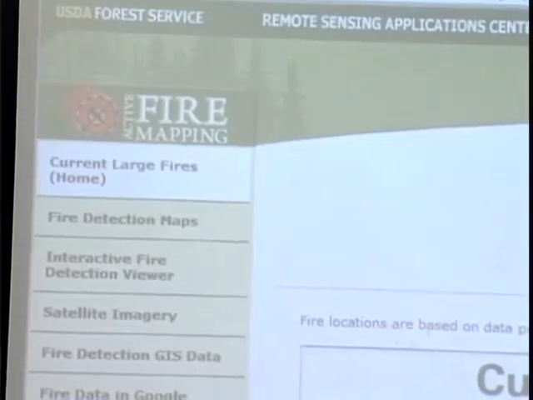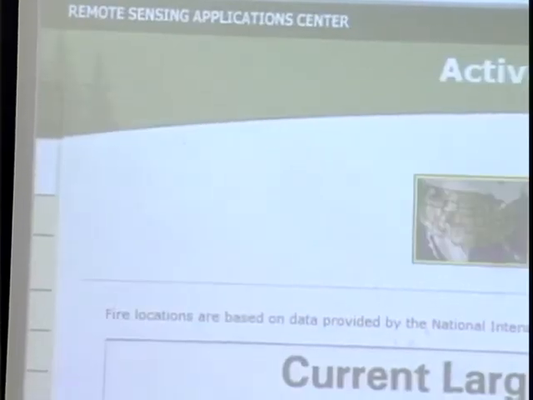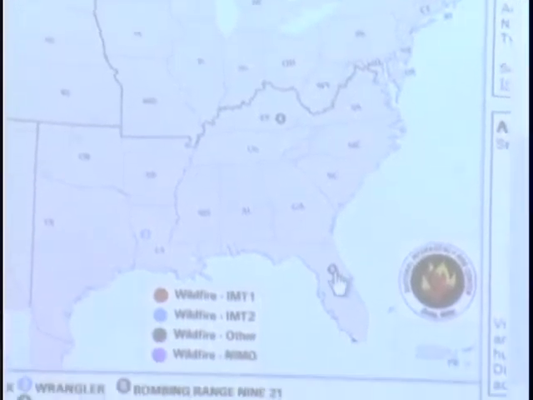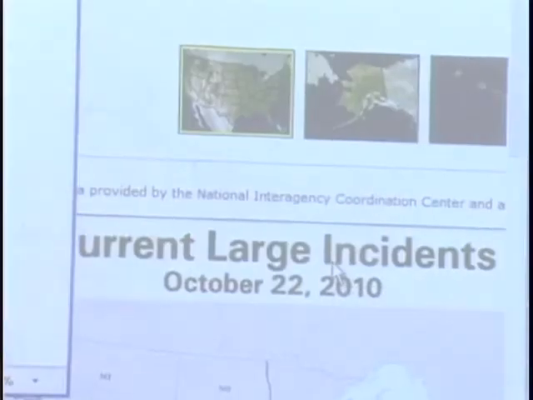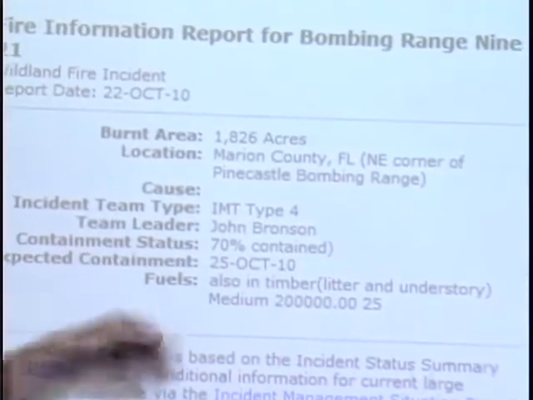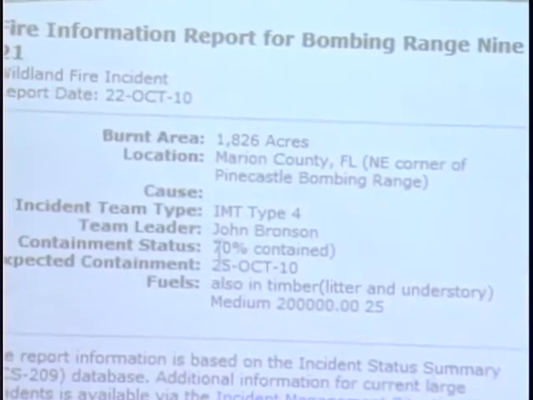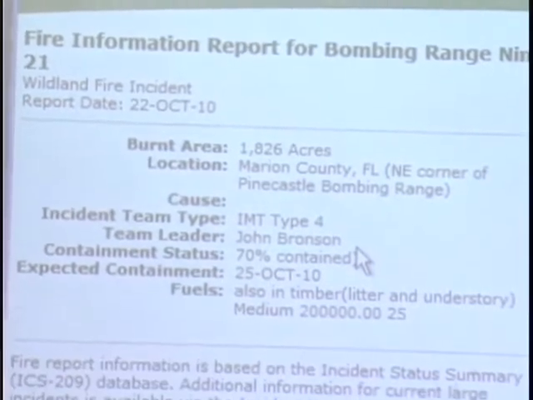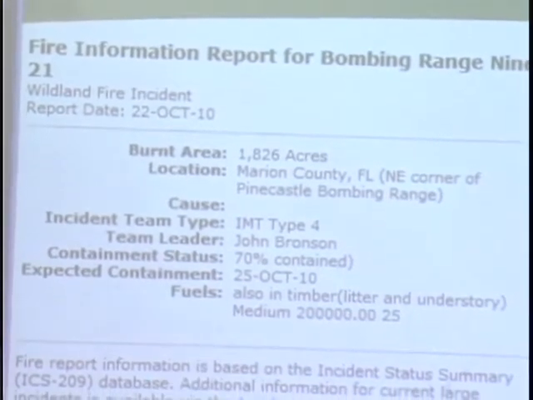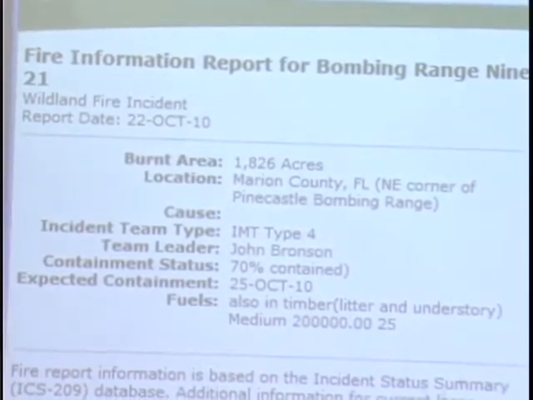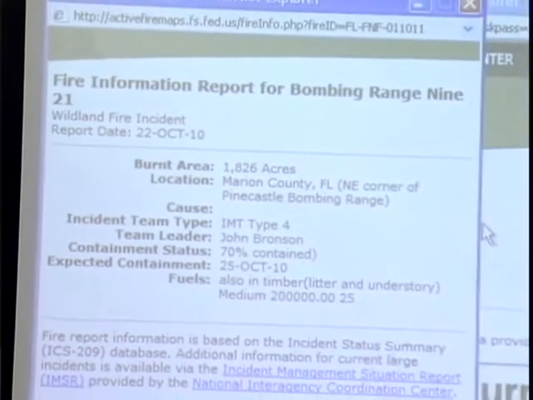And let's take a look at the one in Florida. All right. Oh, cool. Okay. It's going to be interesting. Marion County, they don't know the cause. They haven't figured it out. It's not John Bronson. Yeah, no, he's the guy on the ground for us. Litter and understory. Understory is anything below the lower canopy in the forest.